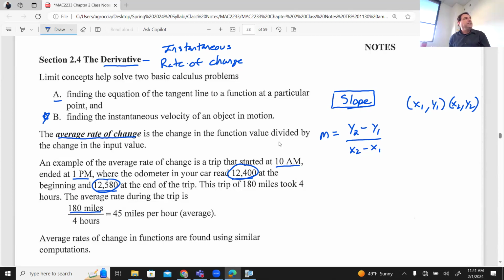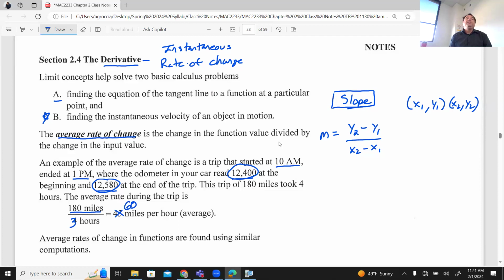And then this is where they made a little mistake. From 10 a.m. to 1 p.m. is actually how many hours? 3 hours. And if you divided that, you would find out, yes, you've gone 180 miles, yes, you've gone for 3 hours, but the average rate of change is 60 miles per hour. Now, maybe you went a little faster the first hour, maybe you went a little slower the second hour, but on average rate of change, that's what happened.